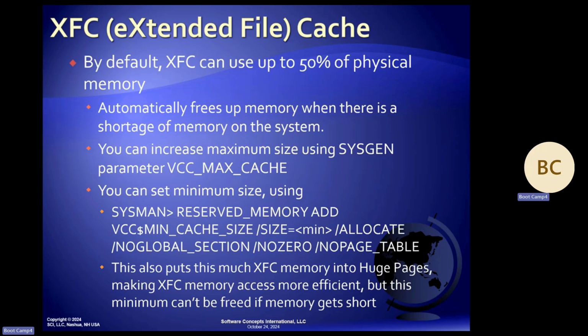This is still the floor, and it would still go up to the max cache above that. Right, and it can be flexible on it and give back. It's just that whatever you reserve can't be given back if the system gets short. And if your system is stable and you are not going to need that for anything else except for XFC, fine, go ahead and reserve it. Whatever minimum area you reserve will be a little more efficient to access, with fewer translation buffer faults.